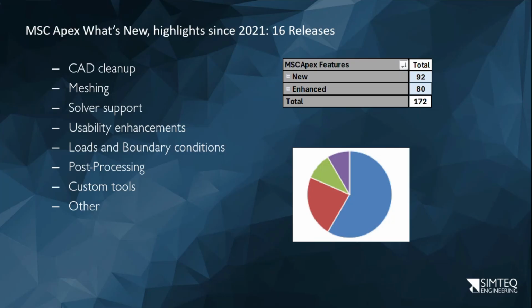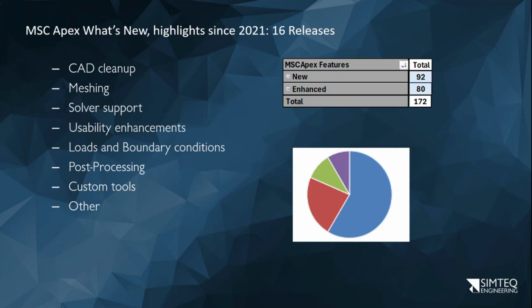Since the start of 2021, there were 16 new releases of MSC Apex. That's an average of 3 releases per year. And in total, 92 new features, as publicly published, were added to Apex and 80 enhancements to existing features over these 5 years.